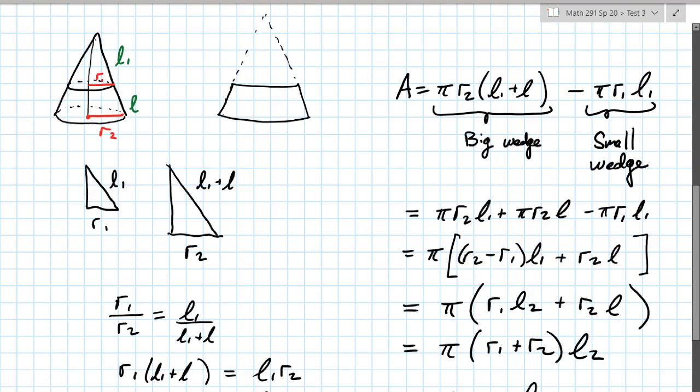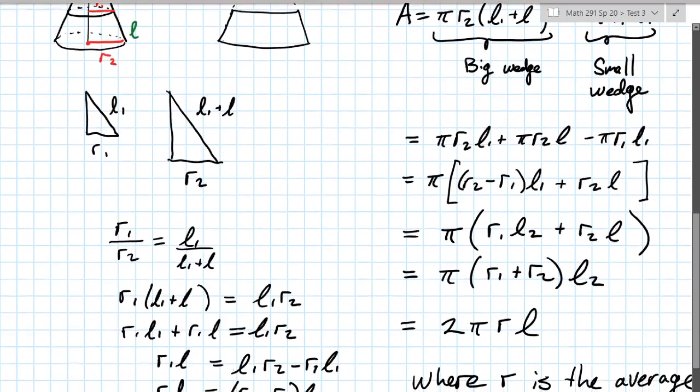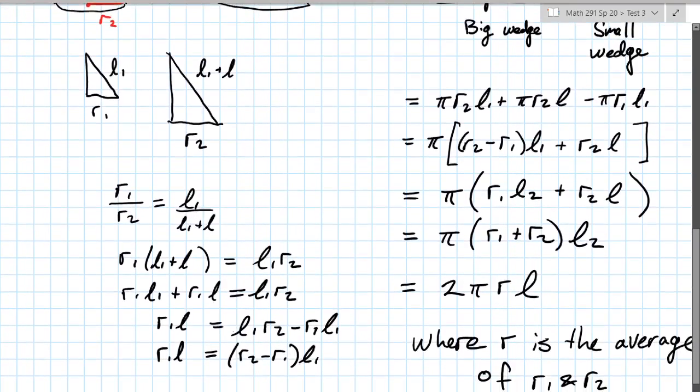Using some similar triangles, we can find a relationship between the R's and the L's. We're going to distribute right here and then rearrange so that we can factor out an L1 from here. Then, using similar triangles, we can substitute back in right there and factor out an L2.